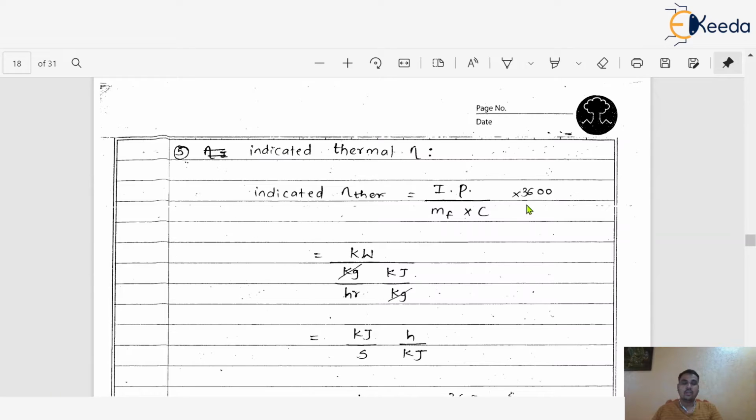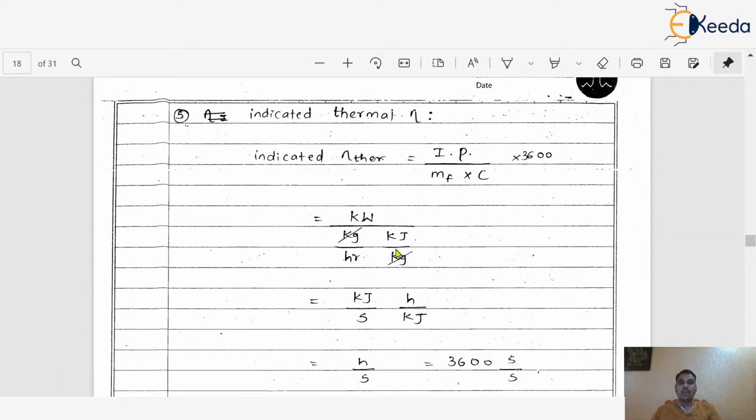This is because of the unit conversion. We know the indicated power's unit is the kilowatt, the mass of fuel's unit is kg per hour, and the calorific value's unit is kilojoule per kg. I have written these units in the formula. When we look at the unit conversion, this kilogram and this kilogram get cancelled. What is remaining? Kilowatt divided by kilojoule per hour.